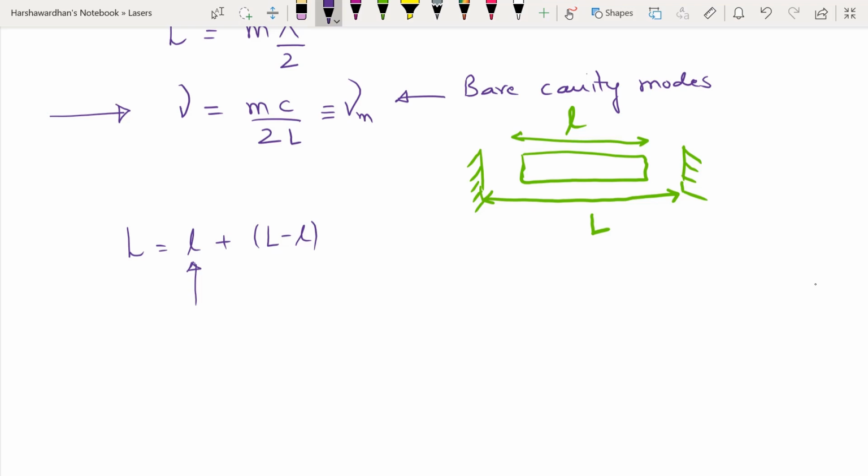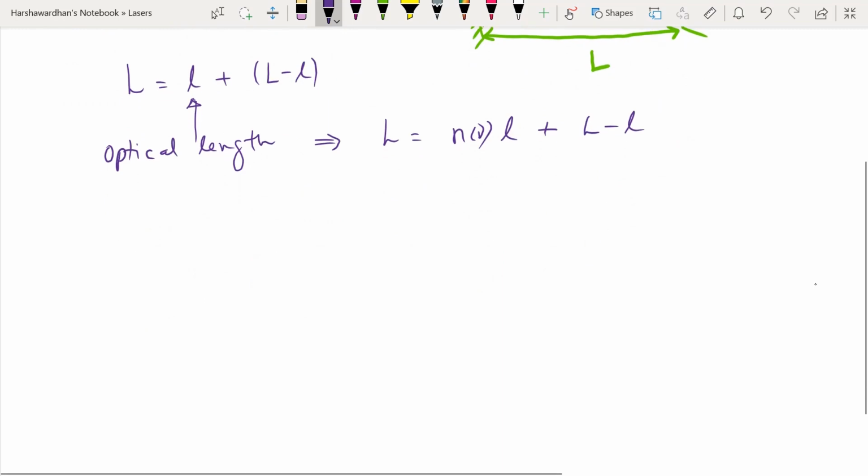So you see that clearly if I'm looking at optical length, then my optical length in this situation is simply n of nu, which is the refractive index which can be associated with the gain medium, for example, right? n of nu times small l plus capital L minus small l, right? So this becomes my optical length. So let us put this new length, the optical length, into my older equation.